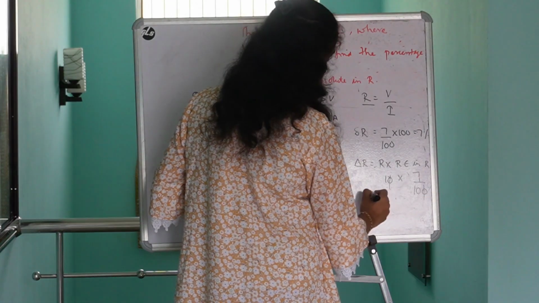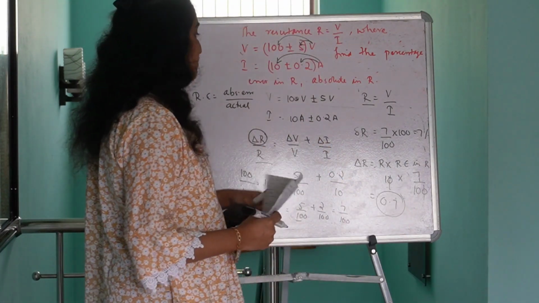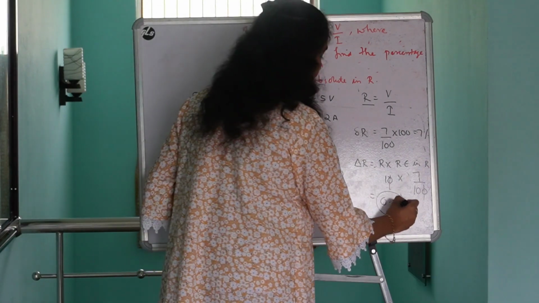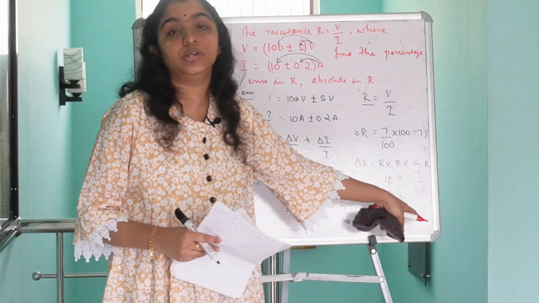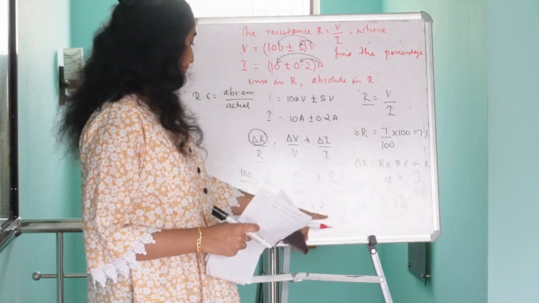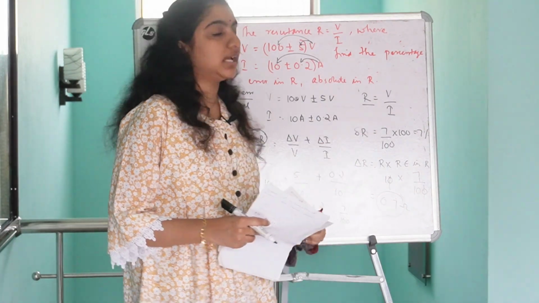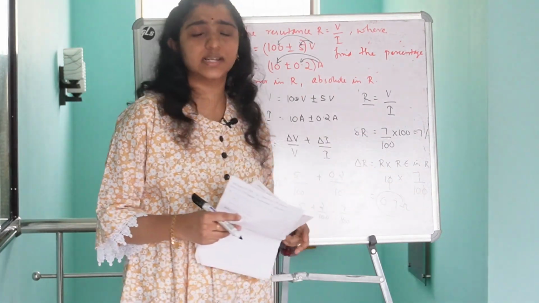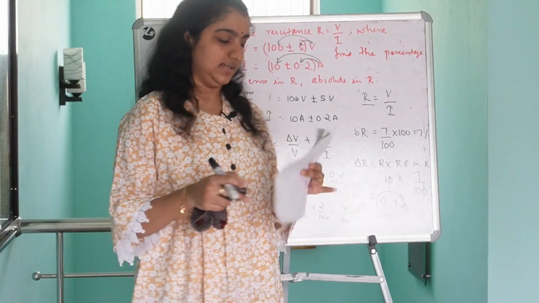So these two will get cancelled. So 0.7. So the absolute error in resultant R is nothing but 0.7 ohm, and the relative error in the resultant R is 7 by 100, and the percentage error in resultant R is equal to 7%. Is it clear, guys?